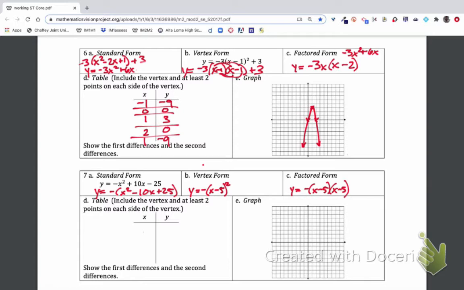So the only x-intercept that we have is 5. And we know that it's pointing down because of that negative in front there. We know that our vertex is at 5 comma 0. So we can say that it's going to look like that.